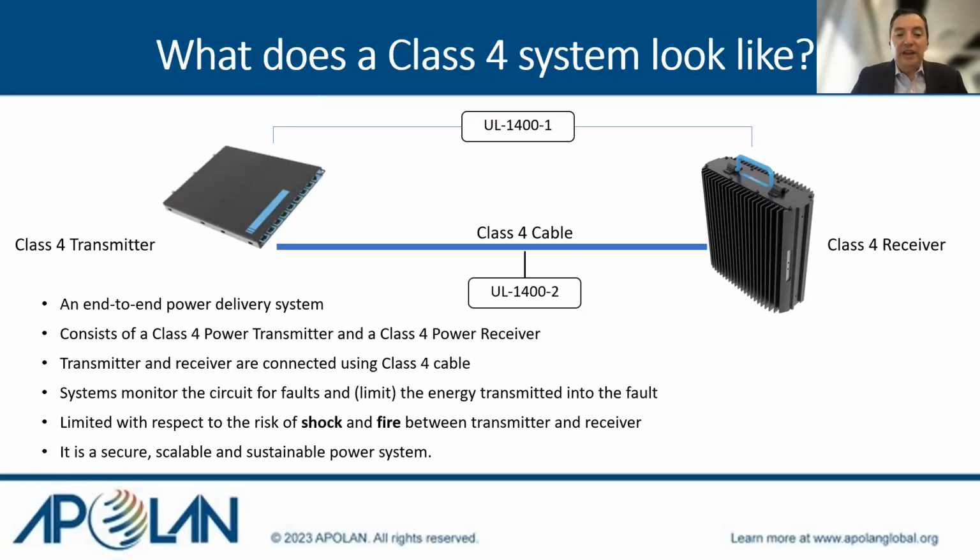The systems monitor faults, as I mentioned before, basically power shocks, and also the fire. And this is what the system is monitoring every time. It's a secure and scalable and sustainable power system because it uses less cabling, and also it uses simpler infrastructure than the current class 1 and class 2 power systems. Next slide, please.